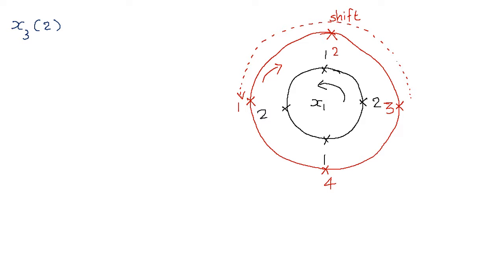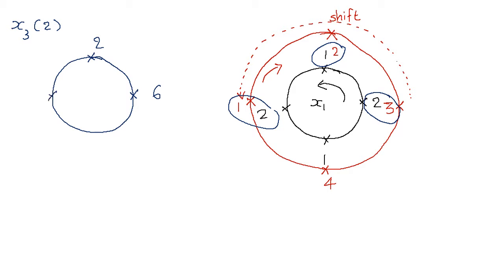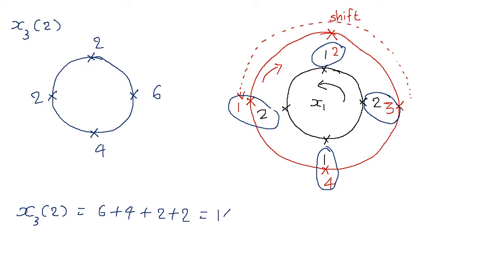As before, we find the product sequence. The product sequence will be 2 into 3, that is 6; 2 into 3, that is 6; 1 into 2, that is 2 here; then 1 into 2, that is again 2 here; then 1 into 4, that is 4 here. Now we find the sum of this sequence, that is 6 plus 4 plus 2 plus 2, which is 14. Fine.